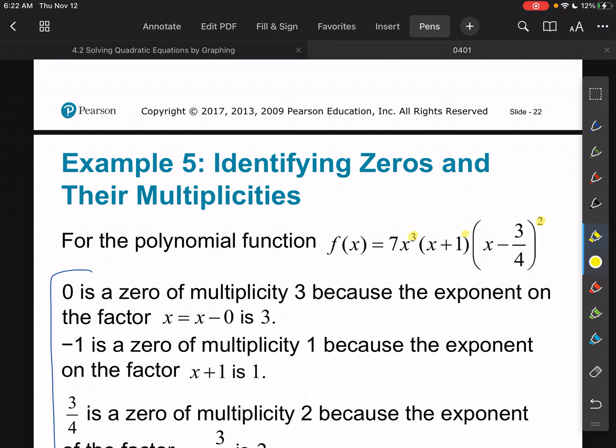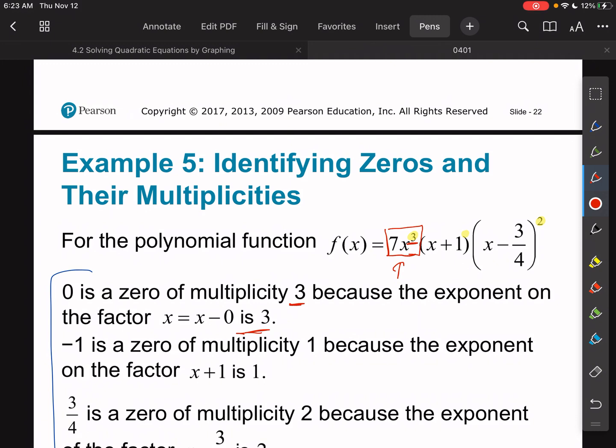So multiplicities are just looking at the exponents on the factors, and they're going to tell us something interesting about the graph. Notice this first factor is to the 3rd power. Again, this is already in factored form, that's very important. The multiplicity of this factor is 3, because the exponent on the factor x minus 0 is 3. It basically is raised to the 3rd power.